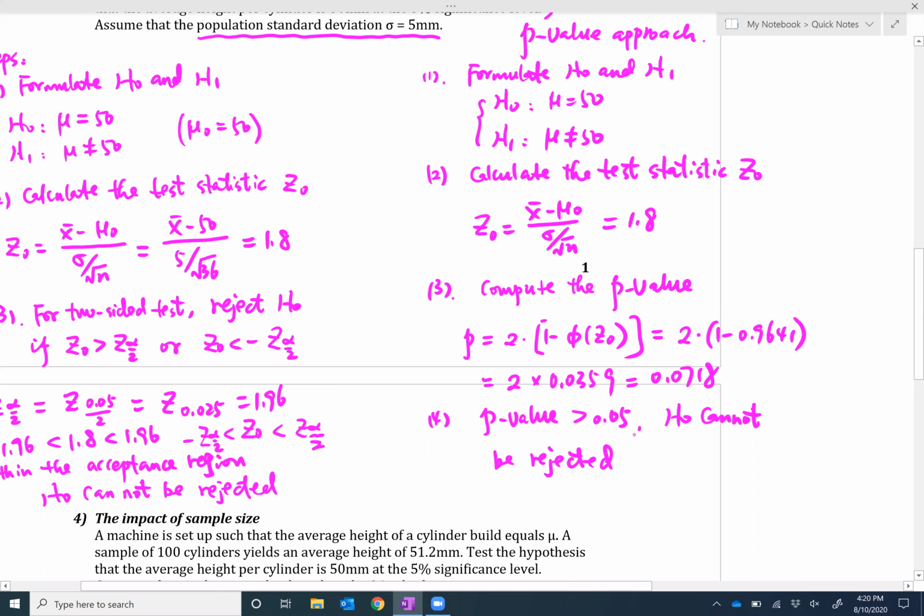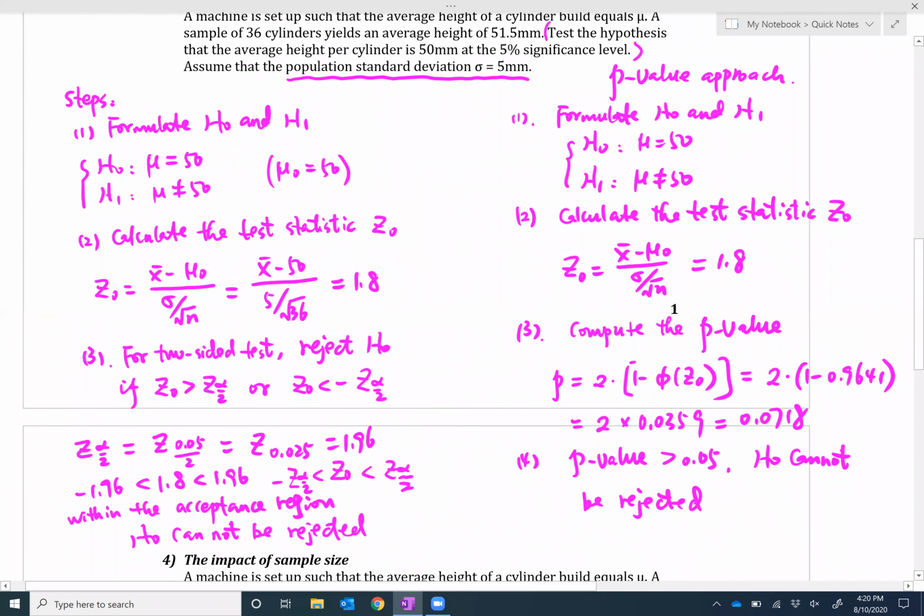So the main difference is, in the classical approach, we compare the test statistic Z0 with critical values. And here we use Z0 to compute the p-value, and then we use the p-value to compare with the significance level, okay?